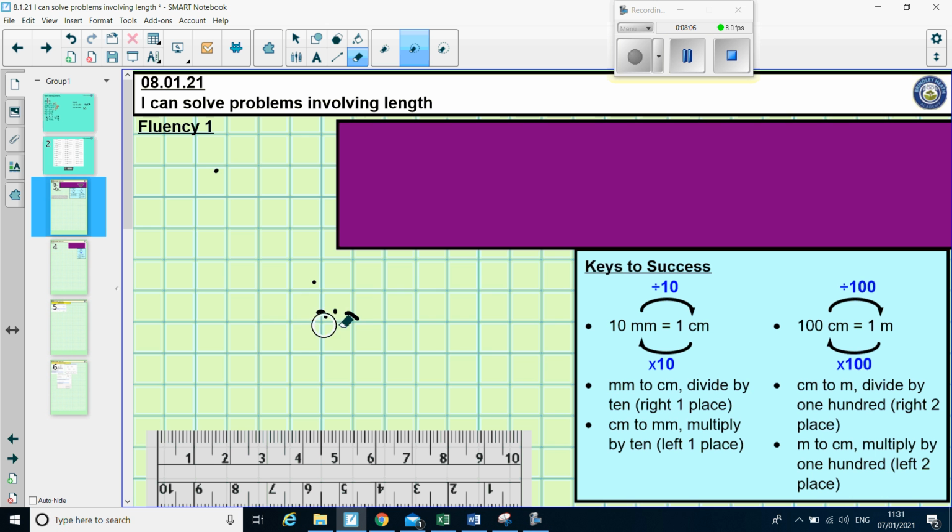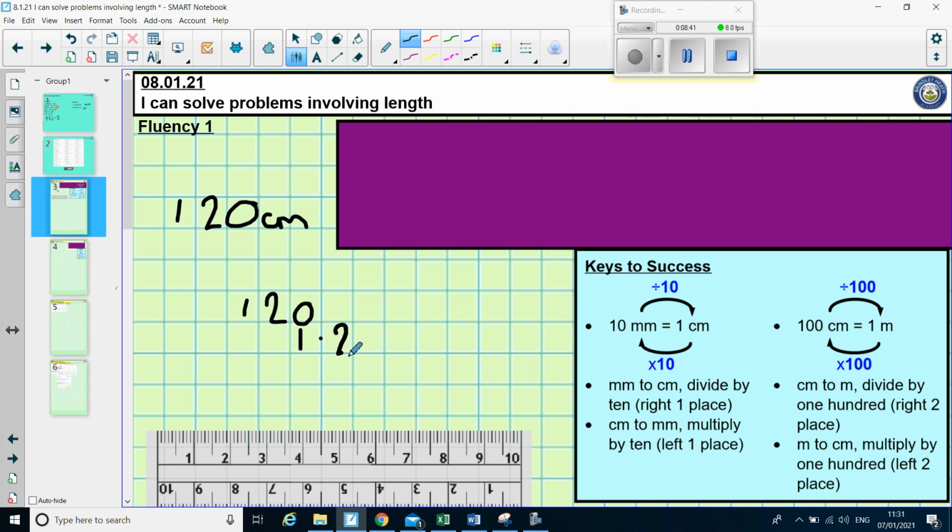Okay, you might also get some questions that ask you to move between centimetres and metres. So if a question said, what is 120 centimetres in metres? Okay, so it's given me in centimetres, but I want to know it in metres, so I need to divide by 100, because there are 100 centimetres in a metre. So I take my 120, divide by 100 means I need to move my digits 2 places to the right. So I end up with 1.2 metres. 120 centimetres is 1.2 metres.